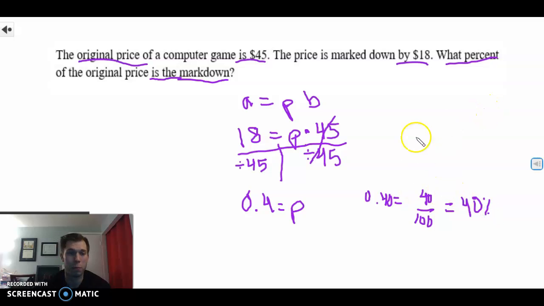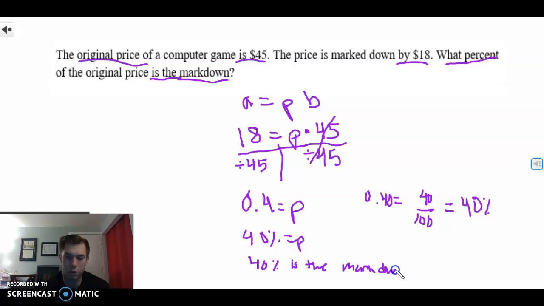So what percent of the original price is the markdown? Well, we can say it's 40% equals P. And we can report this as 40% is the markdown, or it is being marked down by 40%. A couple different ways that you could write that out.